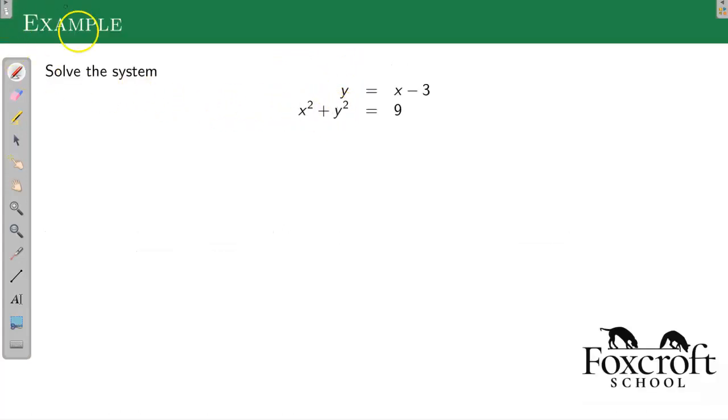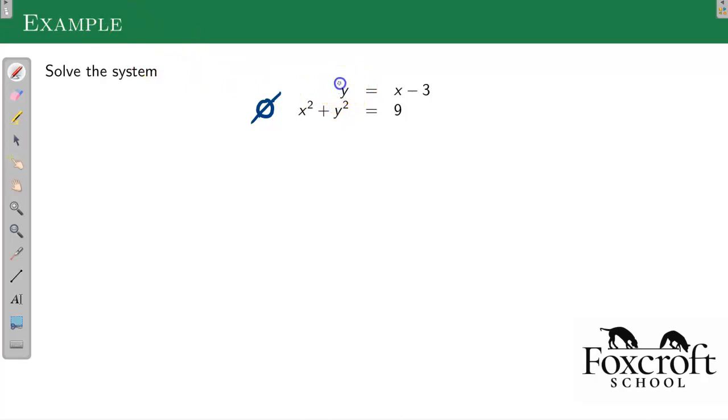So here's our example. y equals x minus 3, x squared plus y squared equals 9. If you were to graph this, you'd actually see it's a circle. So we have this line and circle crossing each other. This is a line, this is a circle. And you can see we might get two different answers for where they intersect. Just like when we solved a system by graphing, intersections are important.